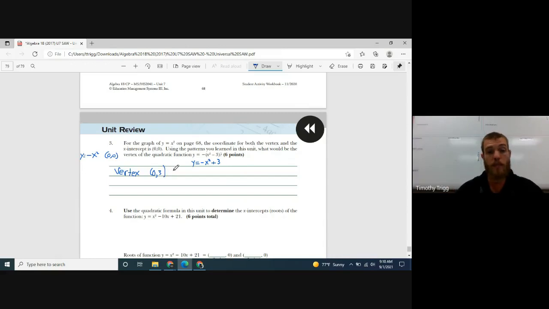Again, just shifting the function up 3. When you move it up or down, that changes the y value, not the x. Shifting it left or right would change the x value. Okay, so the vertex is at 0, 3.